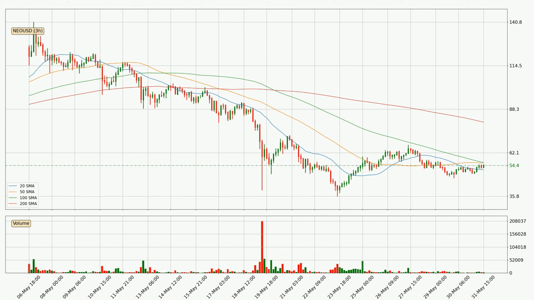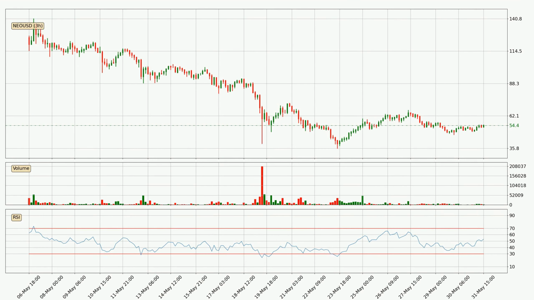Looking at the 3-hourly relative strength index, the current 3-hourly RSI is at 53, so it doesn't show signs of overbought or oversold conditions at this point.